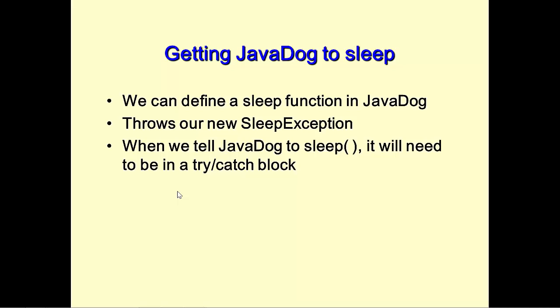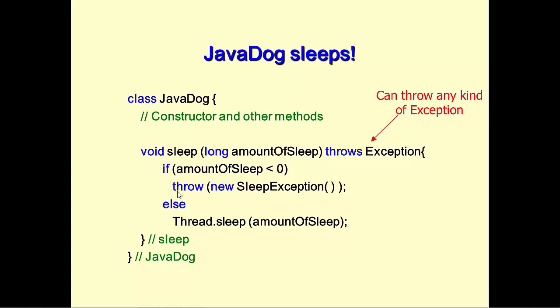So what if we wanted to get our JavaDog to sleep? Well, we can define a sleep function inside of JavaDog that throws this new sleep exception that we just created. So when we tell JavaDog to sleep, it's going to need to be put inside of a try-catch block. So you can see an example of what we're talking about here.